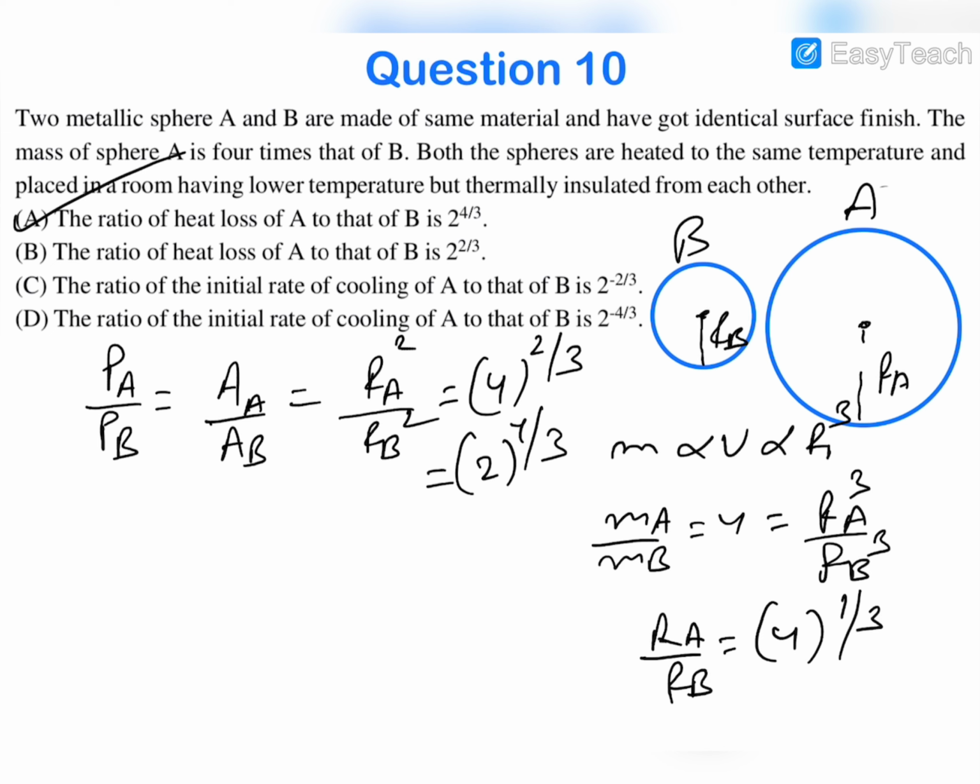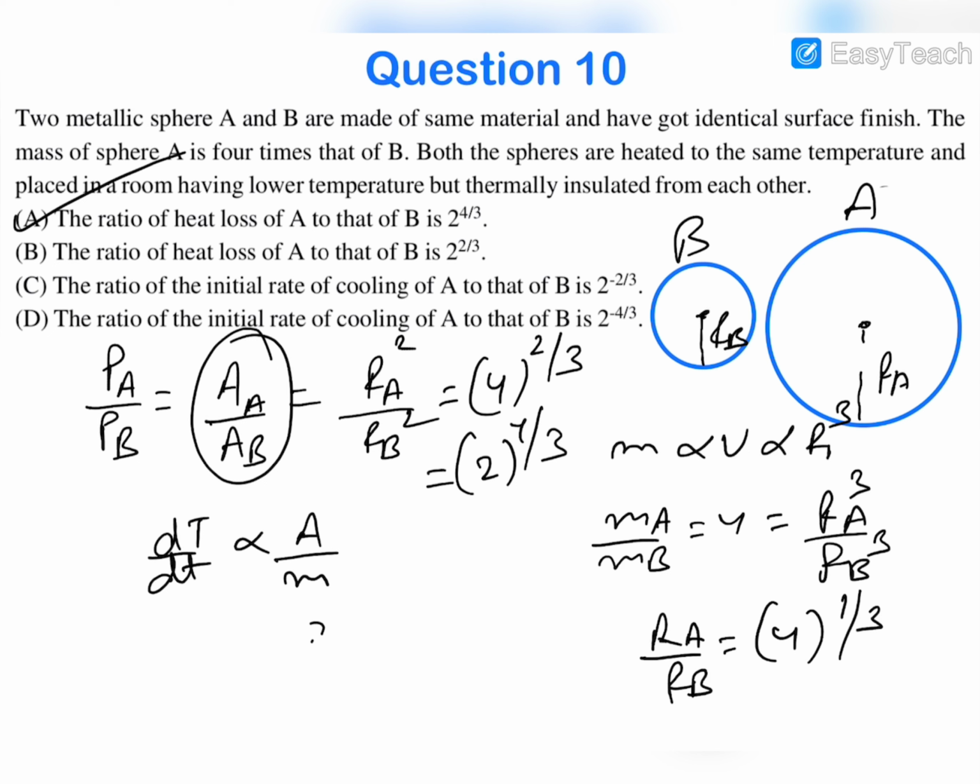So A is the correct option. And now the ratio of rate of cooling. Rate of cooling, dT by dt, is proportional to area and inversely proportional to mass. So the ratio of area is 2 to the power 4 by 3.